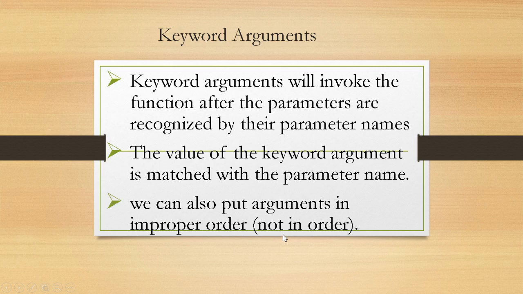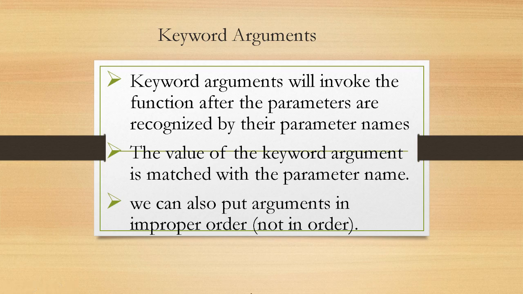So what do you mean by keyword arguments? It means in the call statement we use the parameter name. Once the parameter name is used, it will be recognized by the parameter name, so it should match with the parameter name. Again, the same number of arguments should match the same number of parameters, and since we are using the keyword, that means the parameter name in the call statement, it can be sent in improper order also.